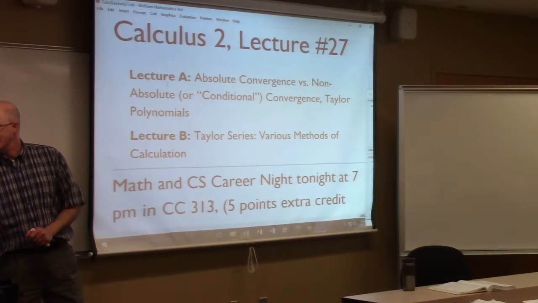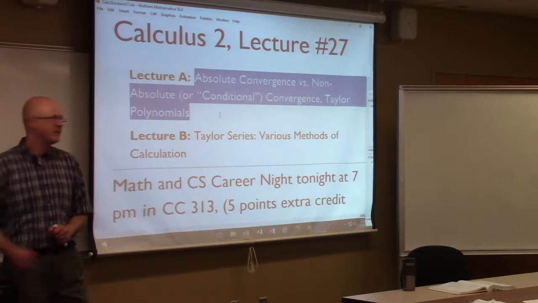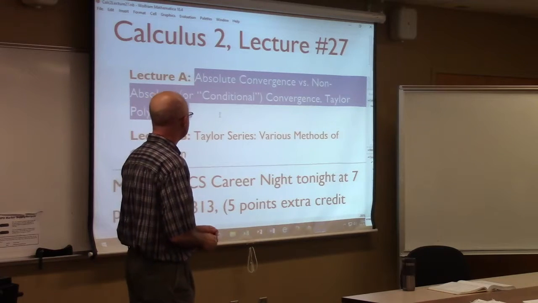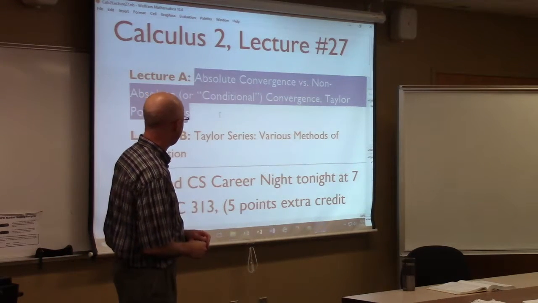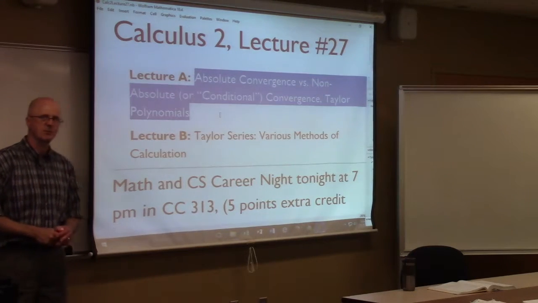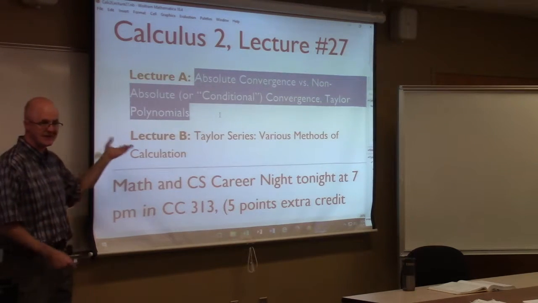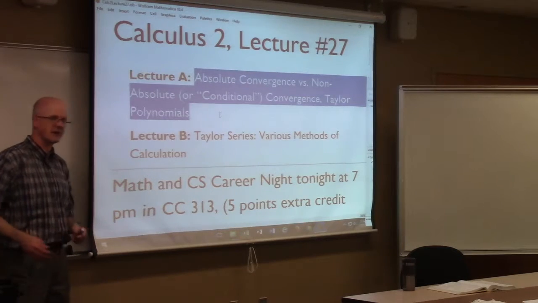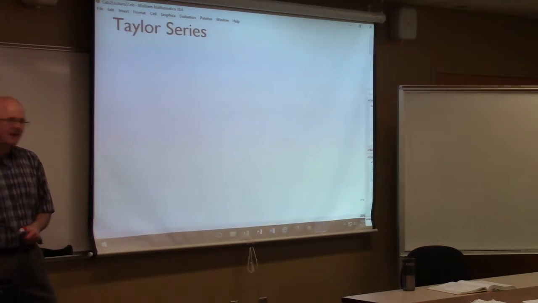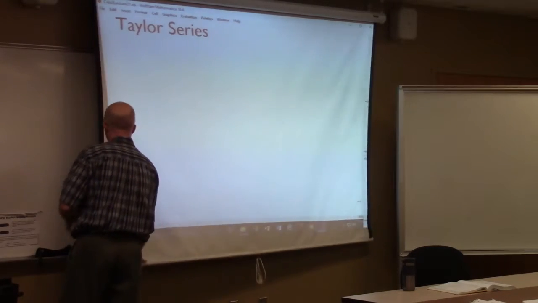All right, 2 lectures again. Lecture A, briefly want to review absolute versus non-absolute or conditional convergence. And then we get back into Taylor polynomials, and then lecture B, Taylor series, various methods of calculation. We do lots of examples. Actually, you probably consider Taylor series as being part of lecture A as well. All right, but what is the difference again between absolute and non-absolute convergence?